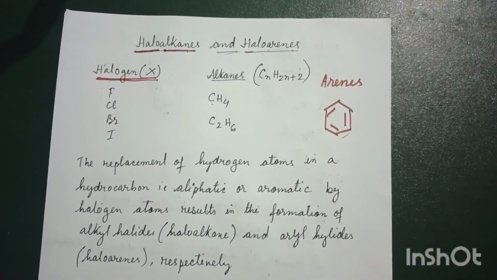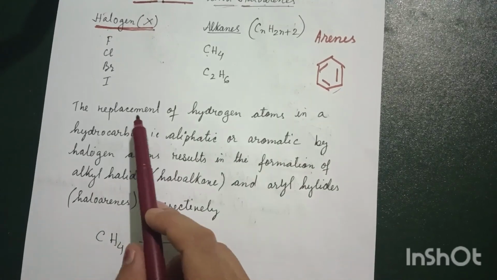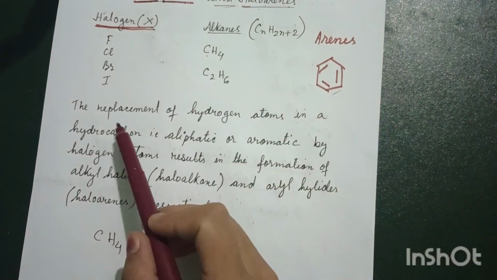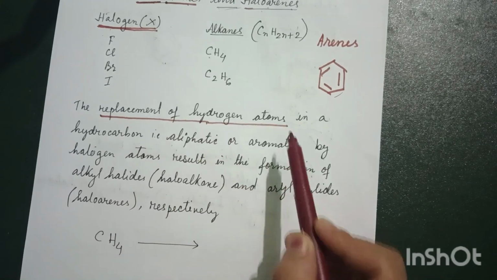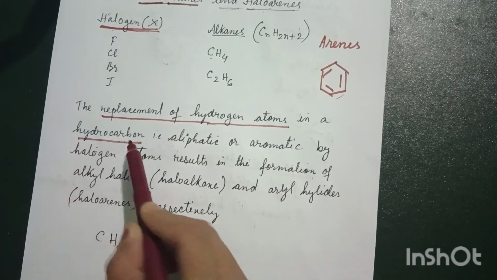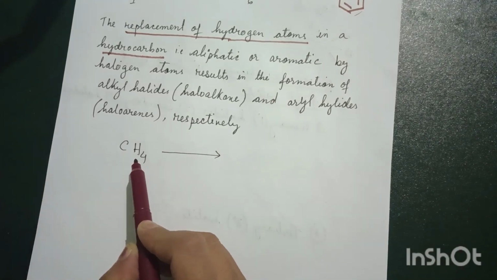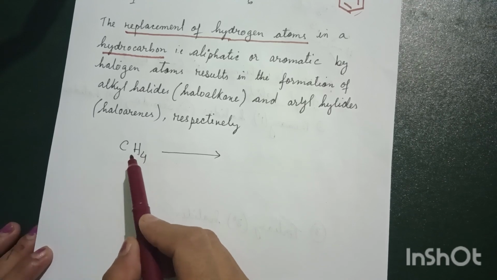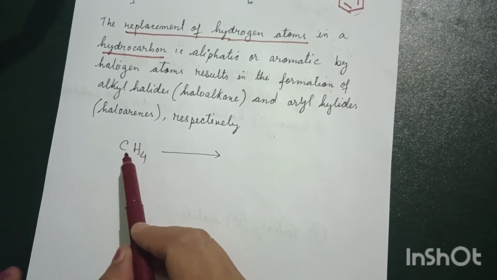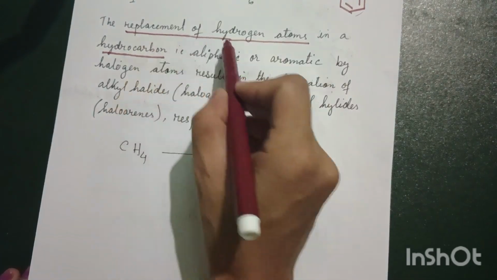Now, how to prepare haloalkanes? We can prepare haloalkanes by replacement of one of the hydrogen atoms in a hydrocarbon. Let us take a hydrocarbon here, CH4. It can be aliphatic or it can be aromatic. I have started with the aliphatic, that means chain, not ring. Then we have to replace one of the hydrogens.